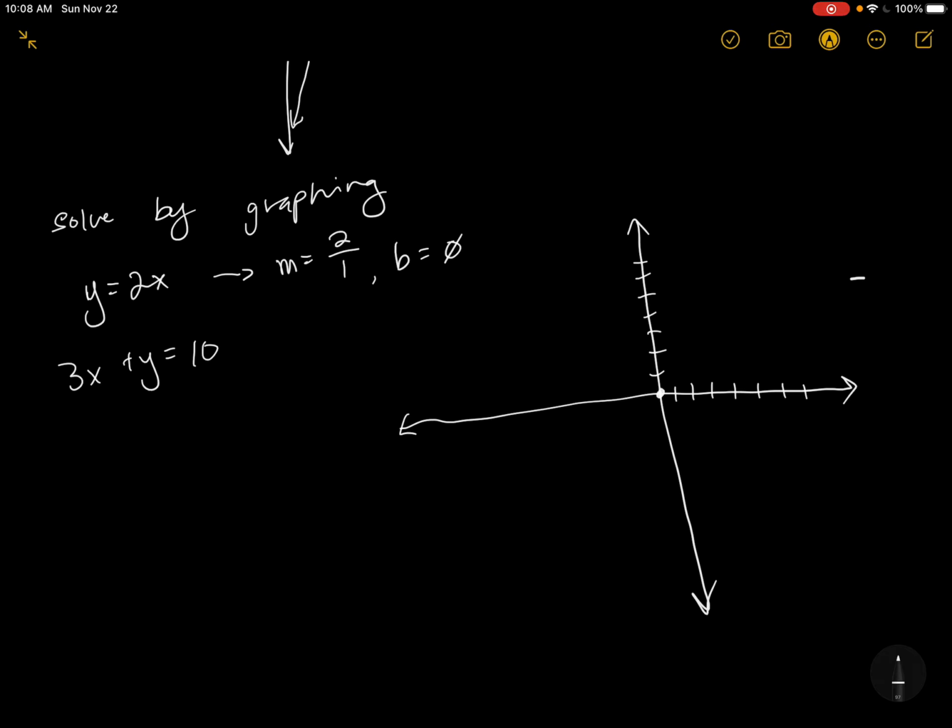So that means I start here. My slope is 2 over 1, so I go up 2, right 1, up 2, right 1, and then I'm just going to draw my line. It's a good idea to label your lines, because now you're going to have two lines on the same graph, so you want to label each with its equation so that you know which line refers to which. I'm going to rewrite the second equation in slope-intercept form.